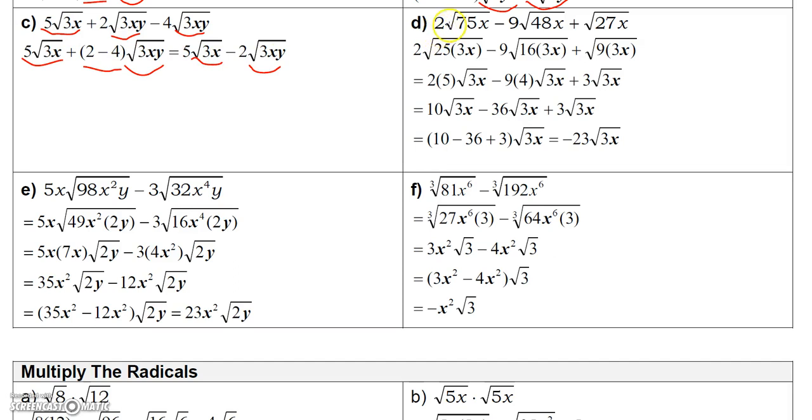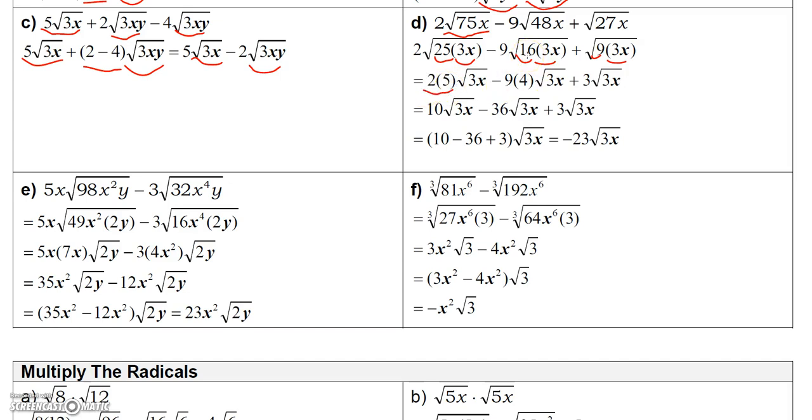Sometimes you might think that you have unlike radicals, but then with a little bit of work you find out that they're actually like radicals. So actually on these 3 radicals, on the square root of 75x, I can write the 75x as 25 times 3x, and then the 48x I can write as 16 times 3x, and then the 27x I can write as 9 times 3x. Now since 25 is a perfect square, I can pull it out of the radical as 5, because the square root of 25 is 5.